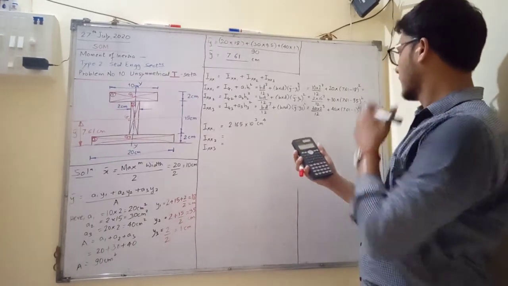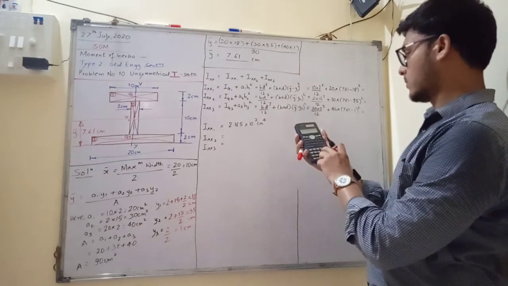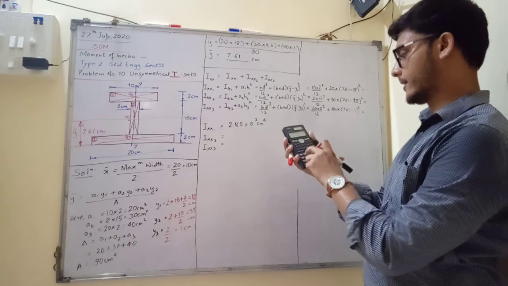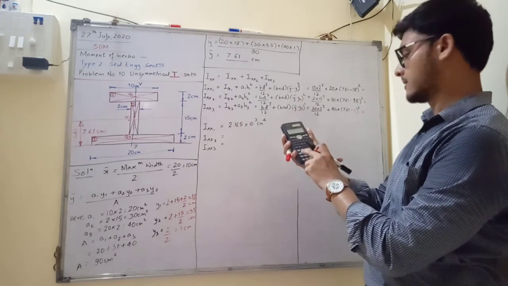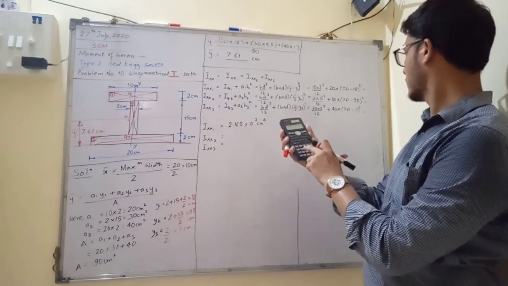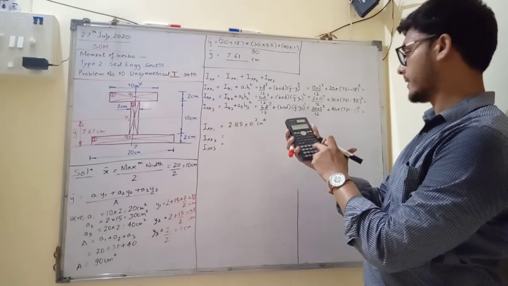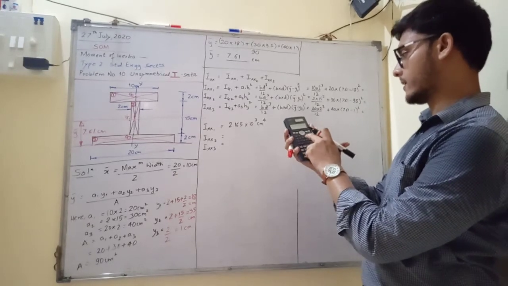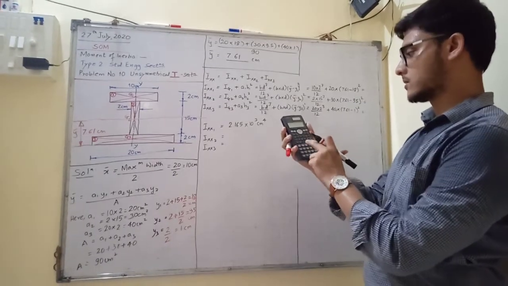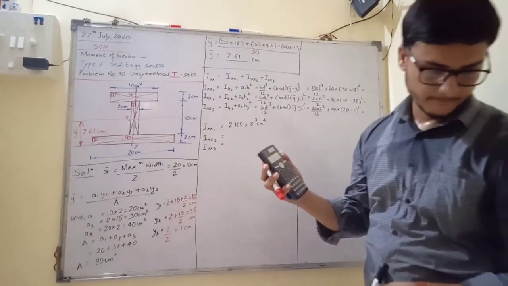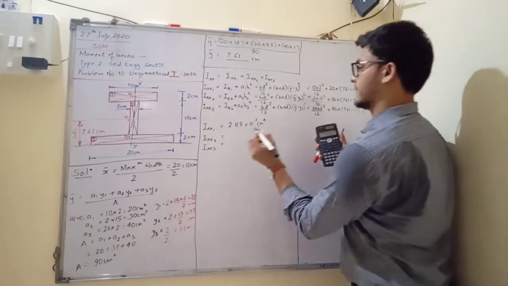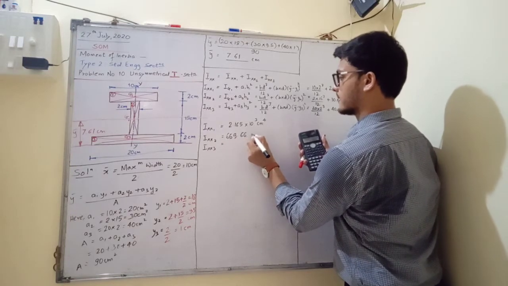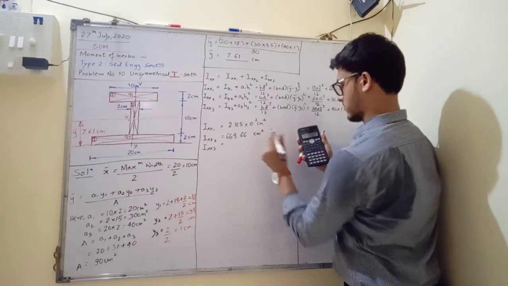Next, 2 into 15 cube divided by 12 plus 30 into 7.61 minus 9.5 the whole square. I will close. So I got it as 669.66 centimeter raised to 4.